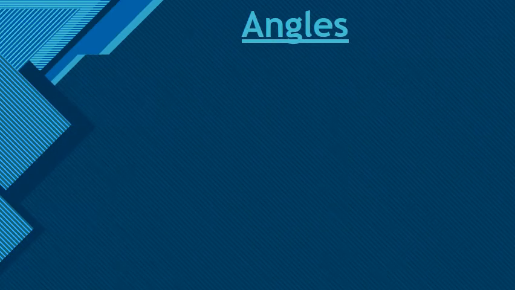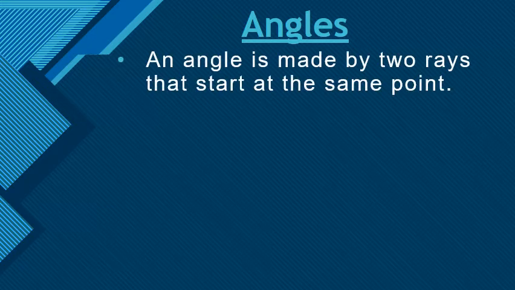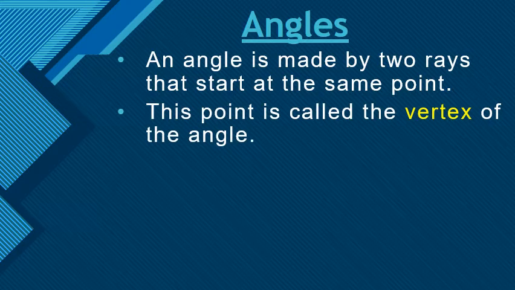So now children, first of all, we will see what is an angle. Well, an angle is made by two rays that start at the same point. And children, you have already learned what is a ray in the previous video lesson, right? This point is called the vertex of the angle. That is, the point at which an angle is made by two rays is called the vertex of the angle.